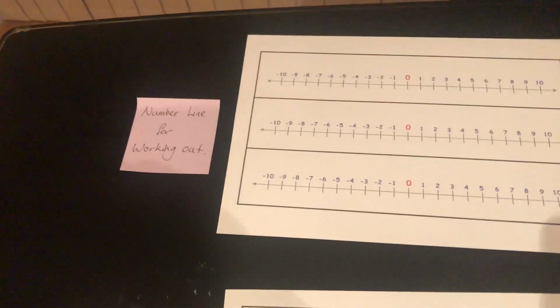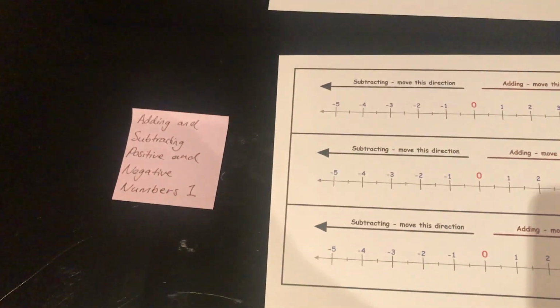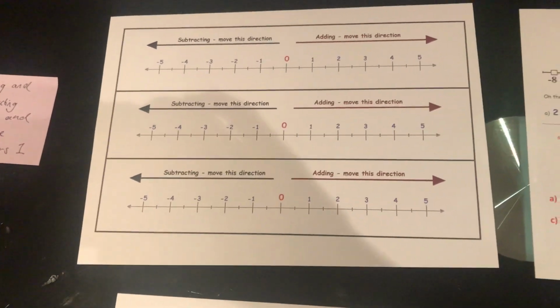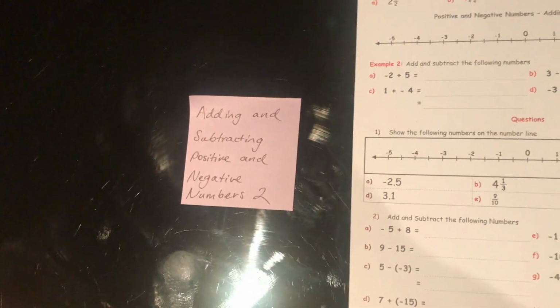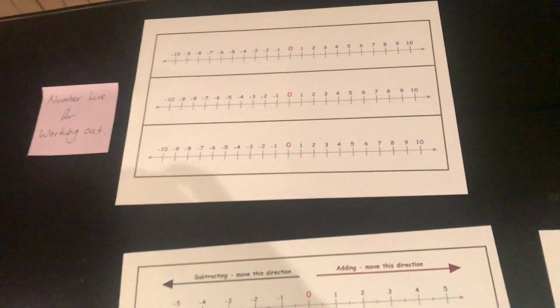Okay, so this is what I've printed off. So this is each of these. So number line for working out should look like that. Adding and subtracting positive and negative numbers 1 is like a series. It says like 1, 2, 3, and 4. And then the last one, adding and subtracting positive and negative numbers 2 is this one here. Okay, so this number line is just to help us work out.